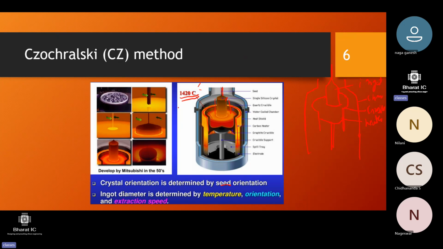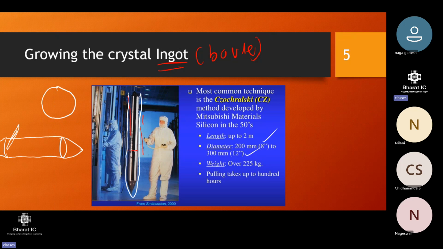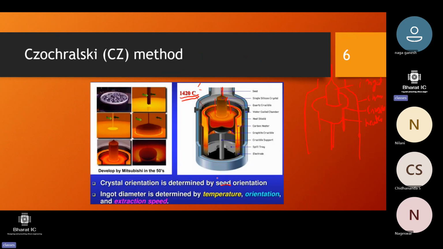Then the wafer is drawn out, and the process consumes a heat of 1420 degrees centigrade. To make the crystal, the ingot, what are the parameters deciding the crystal's diameter? The ingot diameter is decided by temperature, orientation, and extraction speed.